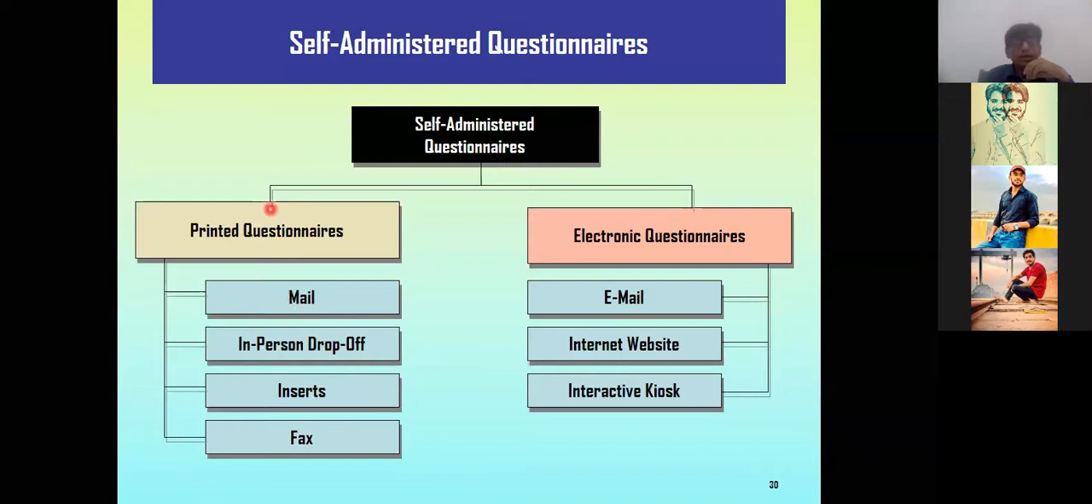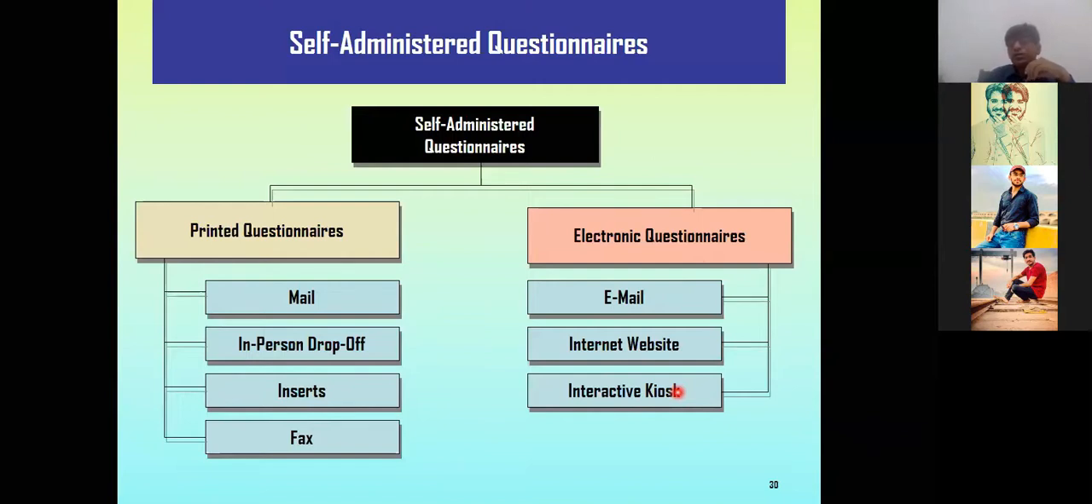Okay, through the post office or any courier services. Because these are printed questionnaires, you can insert them somewhere else, and you can also hand them over to people. And then electronic questionnaires are also there. Through email you can provide them, through an internet website, and through internet kiosks. Kiosks are small types of booths where you can stand and send these to people electronically.